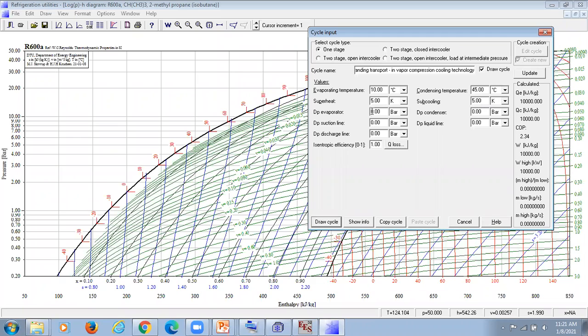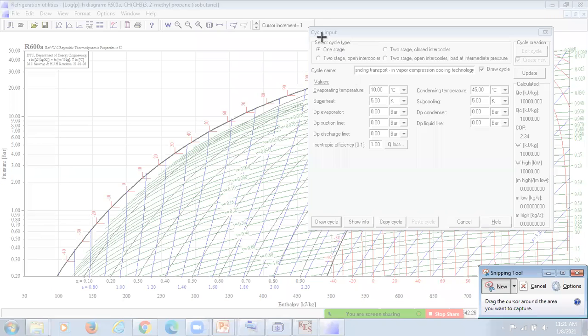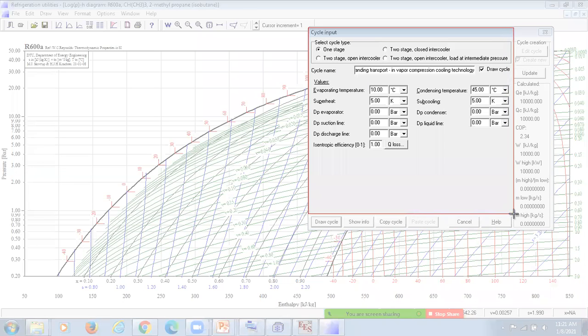These are design parameters. So no pressure drops we consider. And you can see here isentropic efficiency, that's why you have learned about this. So I will take a snapshot of this as cycle inputs.